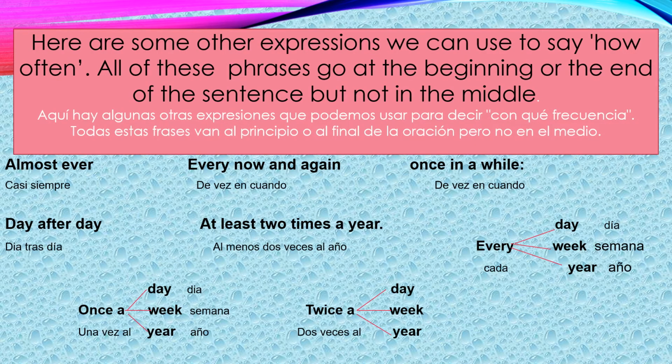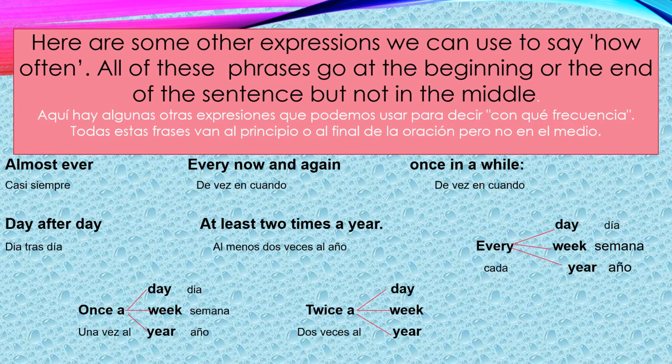Let's continue. Here are some other expressions we can use to say how often. All of these phrases go at the beginning or the end of the sentence, but not in the middle. Aquí hay algunas expresiones que podemos usar para decir con qué frecuencia. Todas esas frases van al principio o al final de la oración, pero no en el medio. Okay? So, the phrases are almost ever, casi siempre. The second one is every now and again, de veces en cuando.